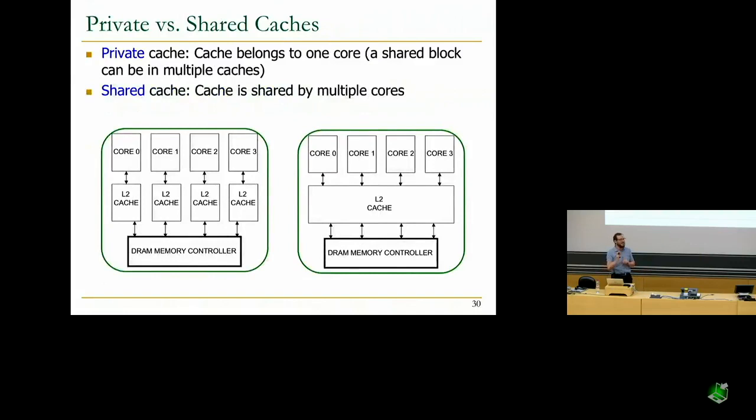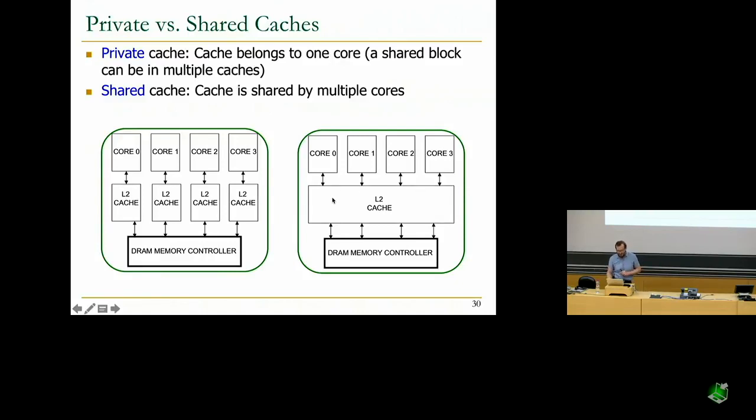Let's take a look at one design choice, one aspect of the design choice that's relatively easy to think about. So private cache means that cache belongs to one core, as you see over here. In this case, I'm looking at the L2 cache. Shared cache means that cache is shared by multiple cores. And pictorially, it looks like this, right? These are private L2 caches. This is a shared L2 cache. And assume that they have the same space.